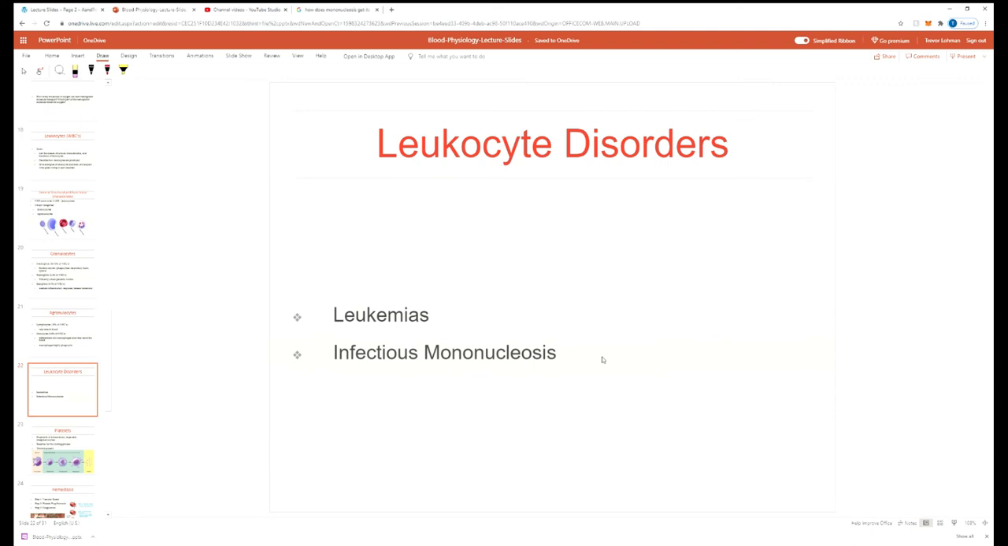Anyway, it's not listed here because it's a virus, because any virus would cause elevated leukocytes. It's a specific leukocyte disorder because of some of the things that are associated with it, like increased monocyte count, atypical lymphocytes, and atypical antibodies.